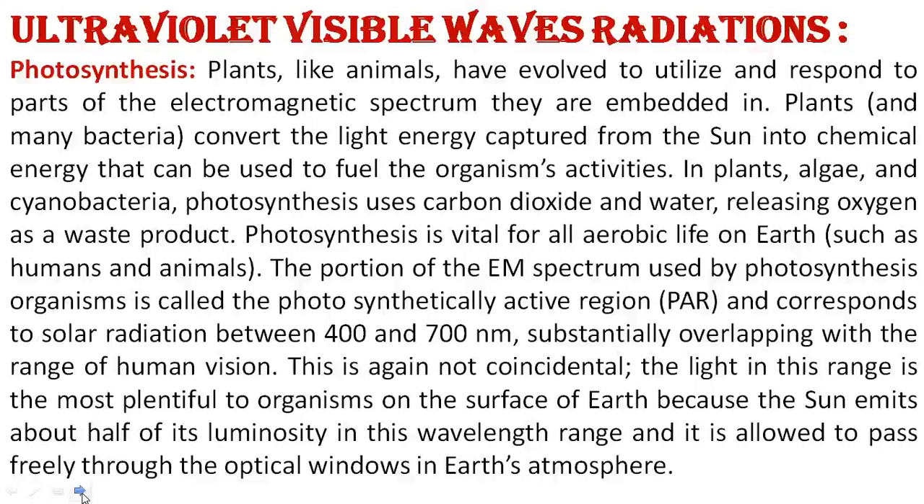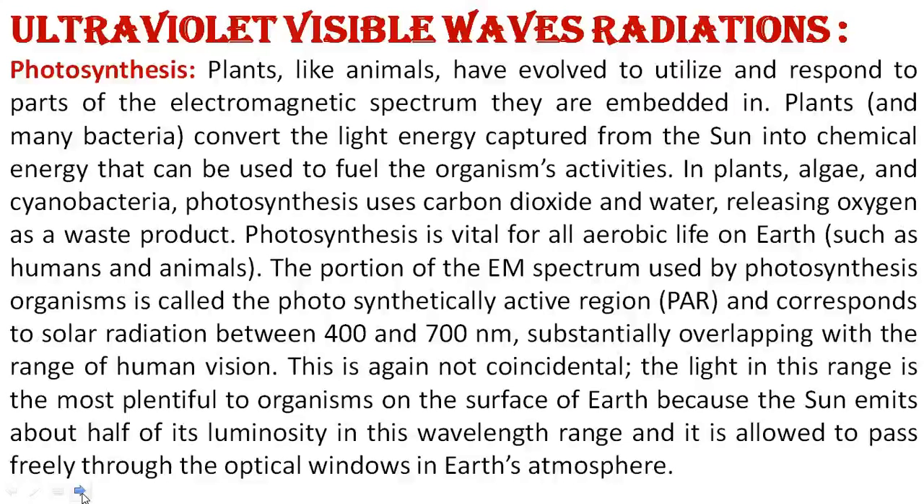In plants, algae and cyanobacteria, photosynthesis uses carbon dioxide and water, releasing oxygen as a waste product. Photosynthesis is vital for all aerobic life on Earth, such as humans and animals. The portion of the EM spectrum used by photosynthetic organisms is called the photosynthetically active region, PAR, corresponding to solar radiation between 400 to 700 nanometers, substantially overlapping with the range of human vision. This is again not coincidental.